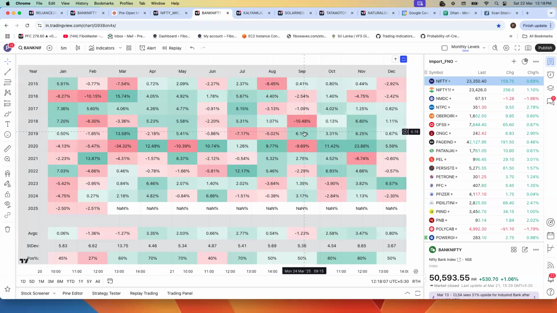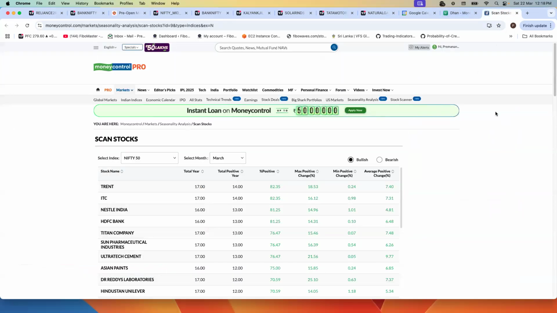So I was doing this myself, and luckily Moneycontrol has implemented it. They have given me a particular feature called seasonality.